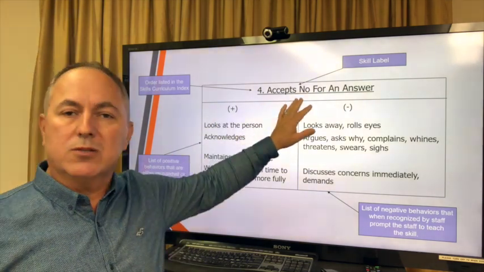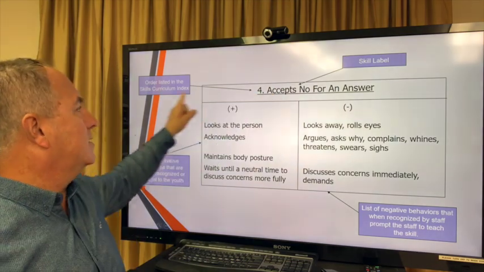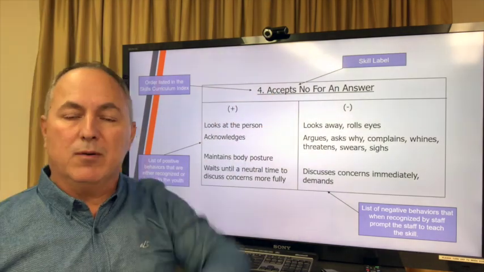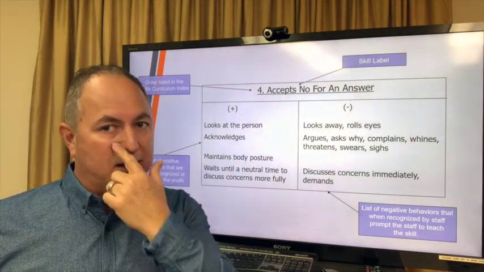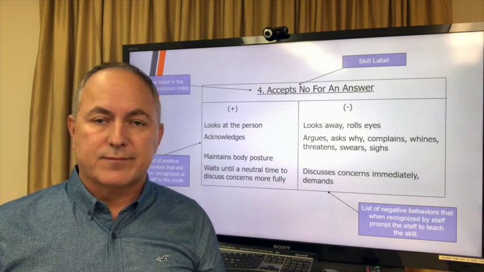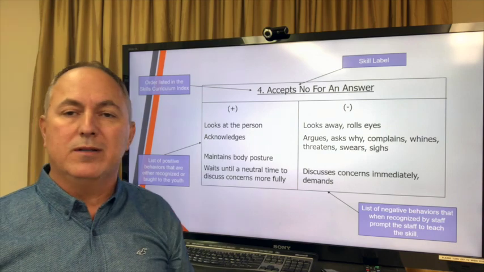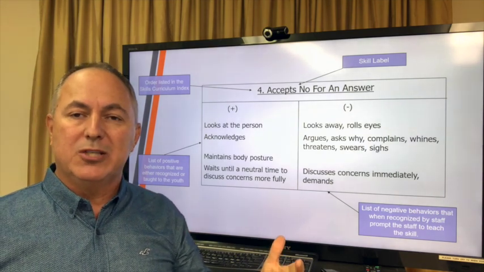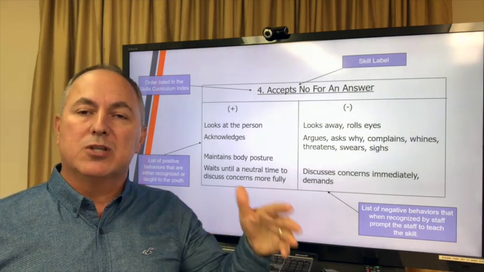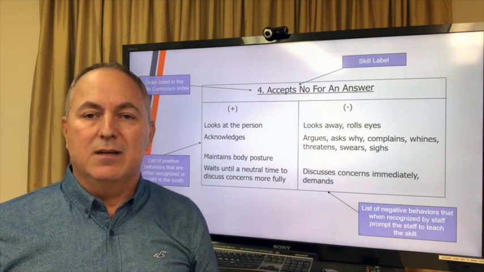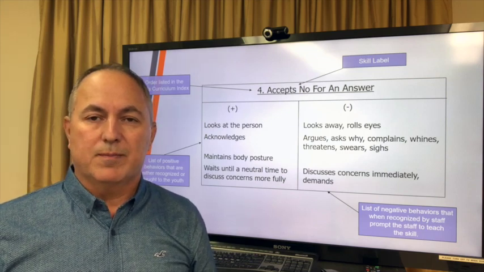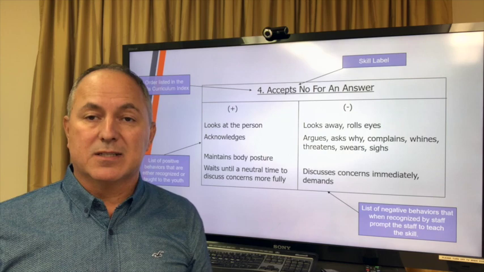The skills curriculum is also set up to where each skill has a corresponding curriculum index number. They are listed in the book in alphabetical order. This is a great guide for us to refer to on any of the skills that we might be working on so that we know exactly what the expectations are and the language to use to teach that kid the skills they're working towards.